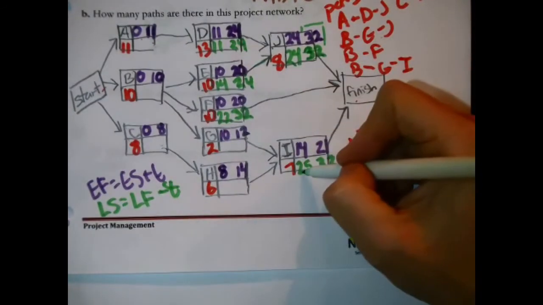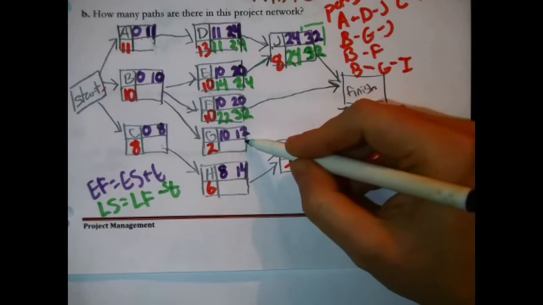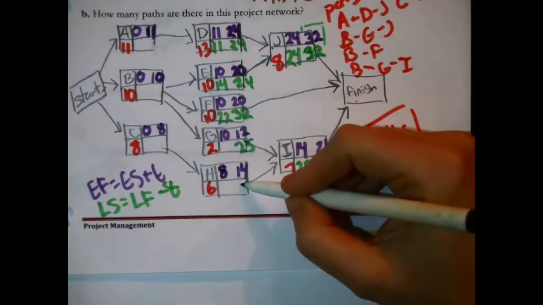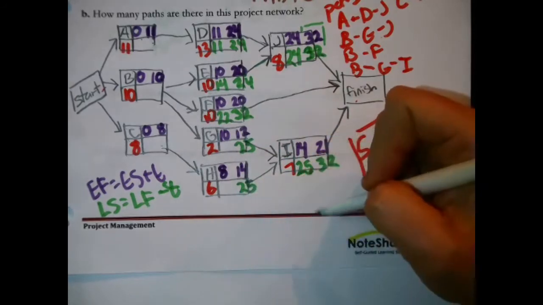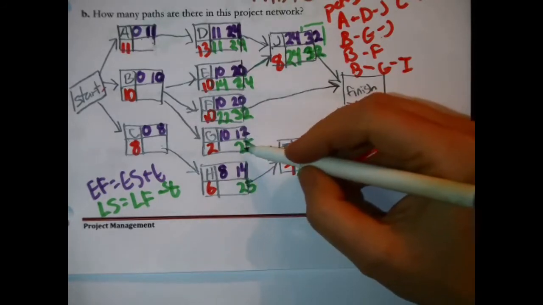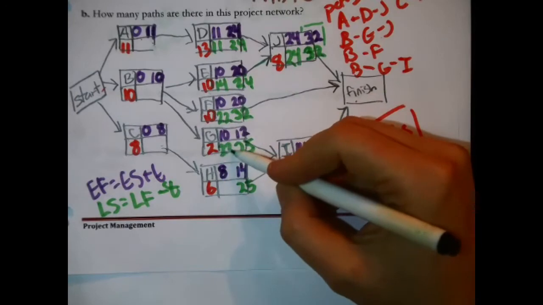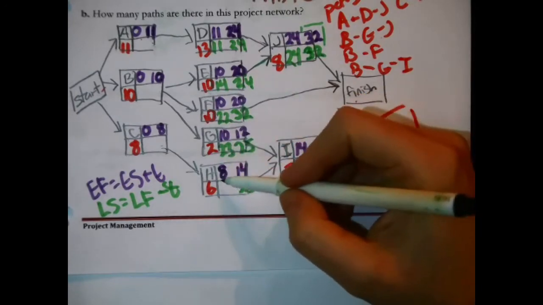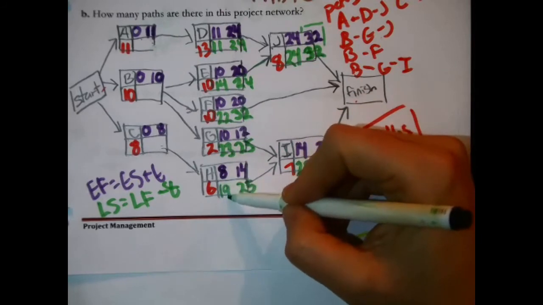Now down here, I is sort of similar. We now know that it has to start at the latest in 25 days, but it can't start until G and H finish, so take that number and pass it back. 25, 25. That's the latest they can finish. 25 minus 2, in the case of G, is 23. That's the latest it can start. H, 25 minus 6, the latest it can afford to start is 19 days from now.